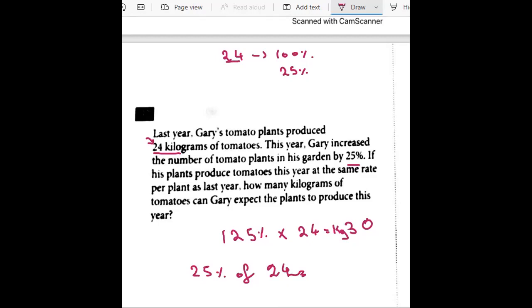But ma'am, yes. The statement that mentions last year, in that statement they're talking about the weight of the tomato plants, and then in the second statement they're talking about the number of tomato plants. No, look. Look, here they're saying how many kilograms of tomatoes can Gary expect the plant to produce? Kilograms here, and here we also had kilograms.